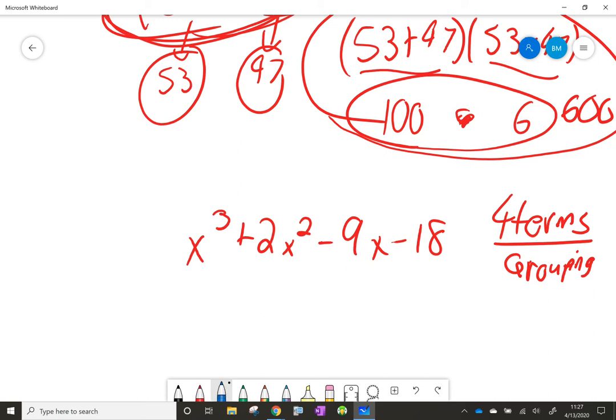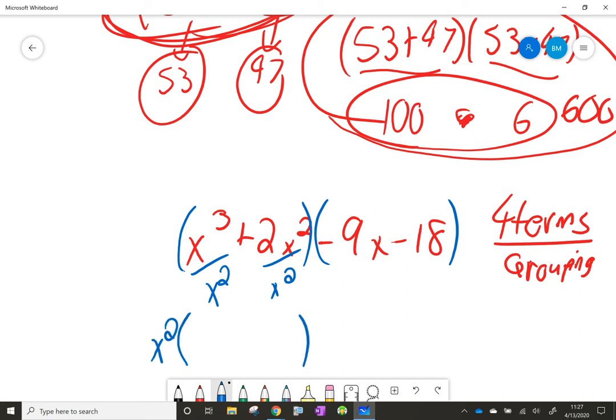So to group them, we will group the first 2 terms together and the last 2 terms together. Now the GCF of the first group, both of them have at least an x squared in them, so we're going to factor that x squared out. And then what we have left would be a single x plus 2.